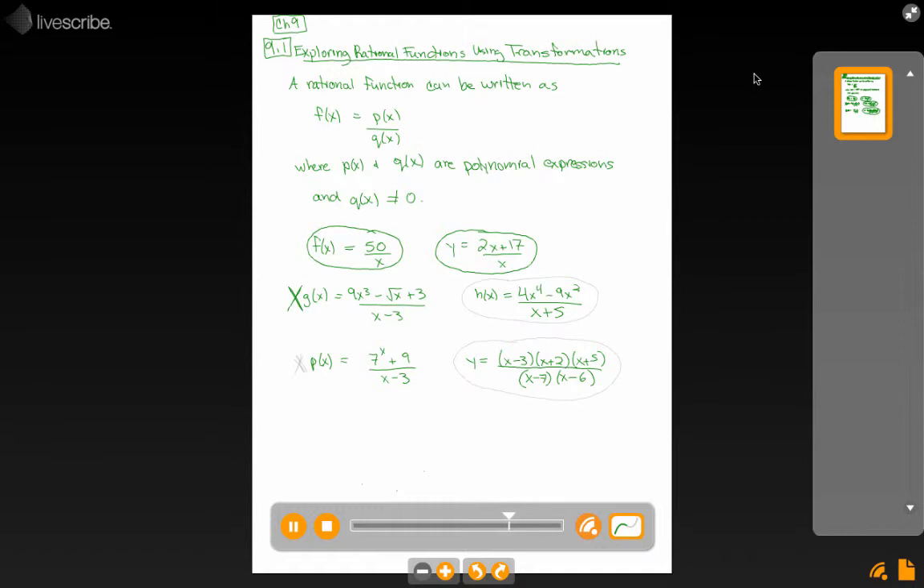The next one is, for sure, polynomial divided by polynomial. P of x is not, given that it's got this exponential in it, 7 to the x. Now we've seen those before in the course, but that won't come up in chapter 9. It's not a rational expression.